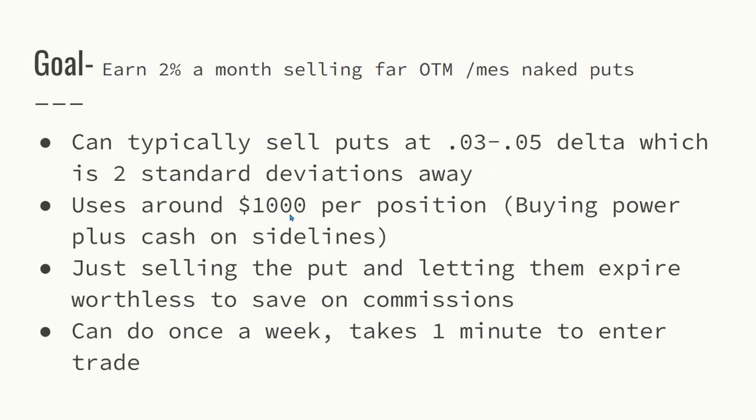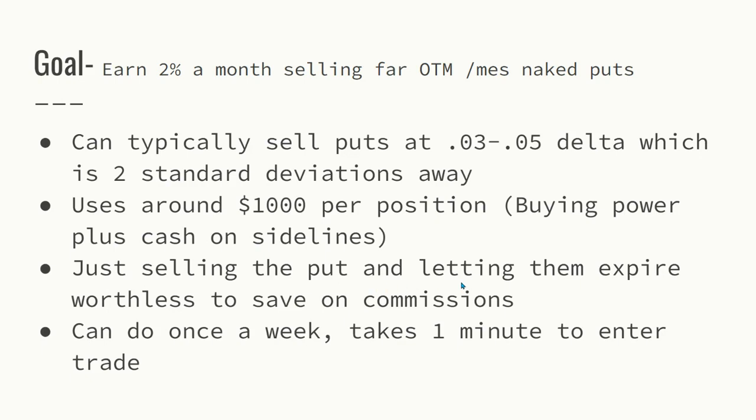It uses around $1,000 per position in many cases, and that includes the buying power you need plus the cash you need on the sidelines. You don't want to just use the buying power and overload your account because the span margin could have you get margin called on that. So definitely leave some cash on the side when you're doing these. And then you're just going to sell the put and let them expire worthless.